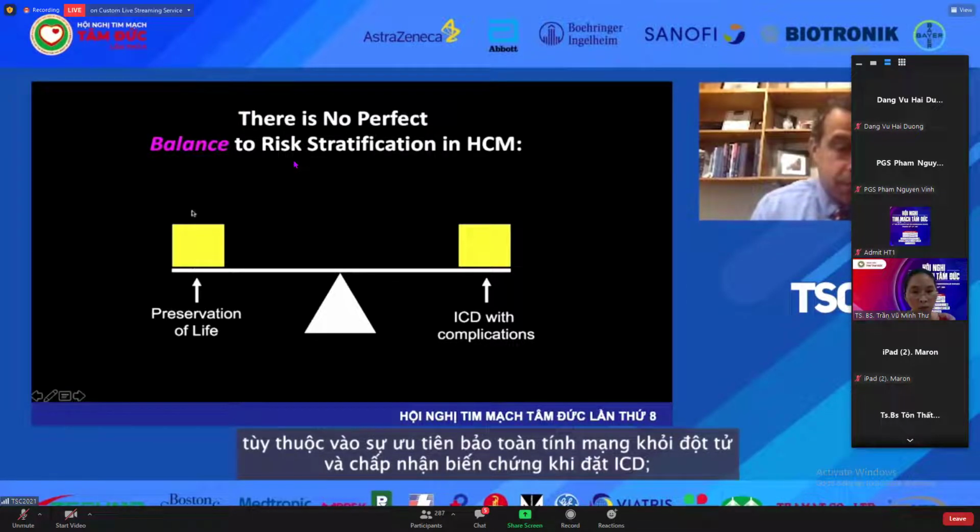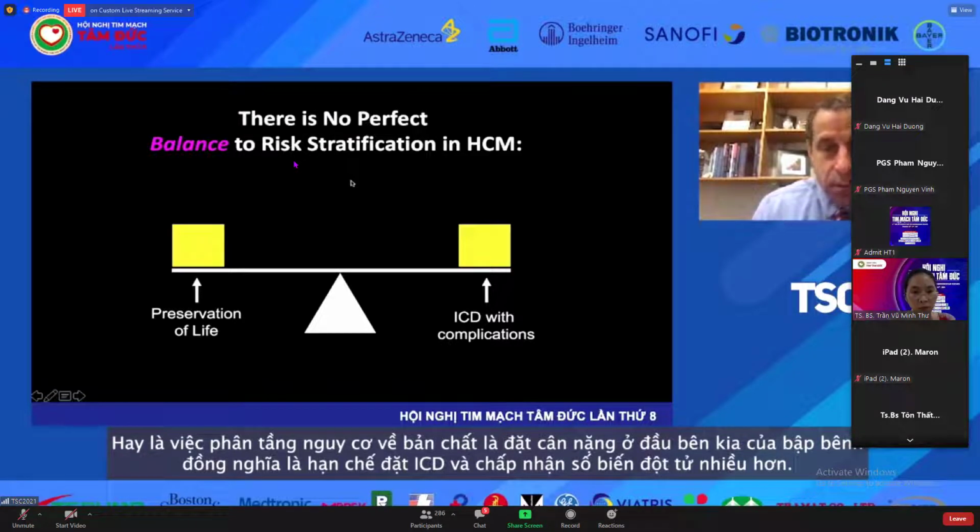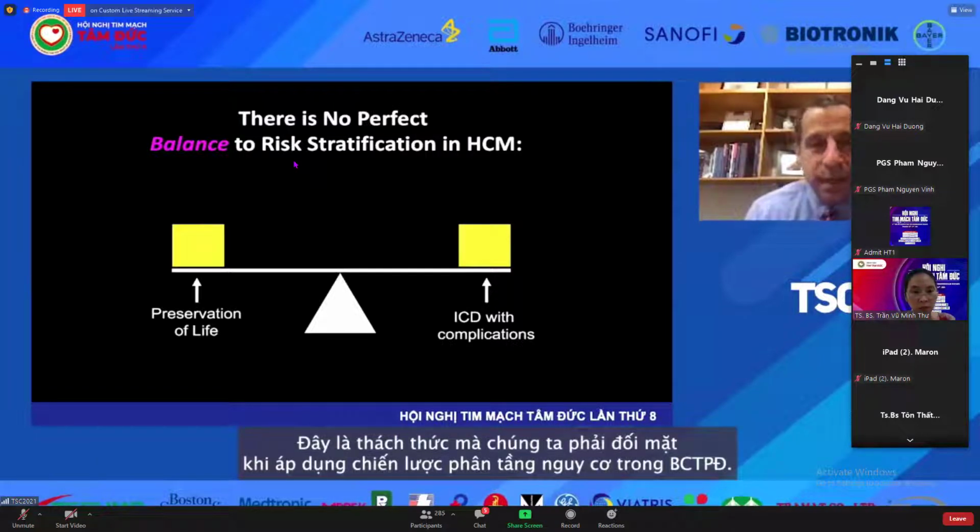So either greater weight and priority on preservation of life, protecting as many patients as possible from sudden death and accepting an increase, or upwards of the seesaw here, with ICDs and complications, or the risk stratification strategy will, by its very nature and design, place greater weight on the other end of the balance or seesaw, with fewer ICD implants and complications, and in turn accepting a greater number of sudden death events. This is the paradigm that we face in applying a risk stratification strategy in HCM.